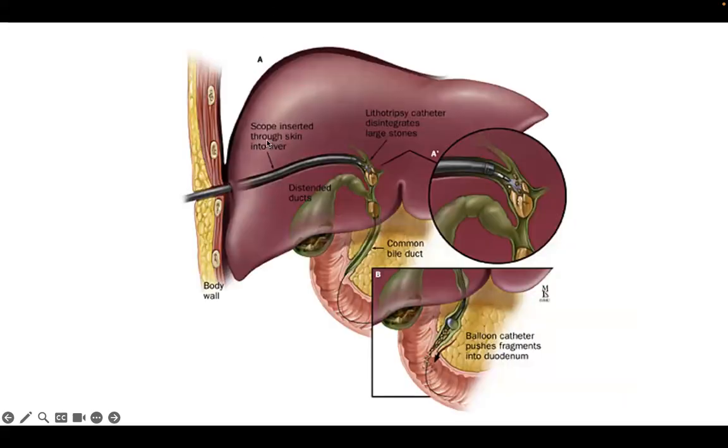The scope is inserted. This is another one. The scope is inserted through the skin into the liver. A lithotripsy catheter disintegrates the large stone, and a balloon catheter pushes the fragments into the duodenum. Here you can see how that procedure occurs.